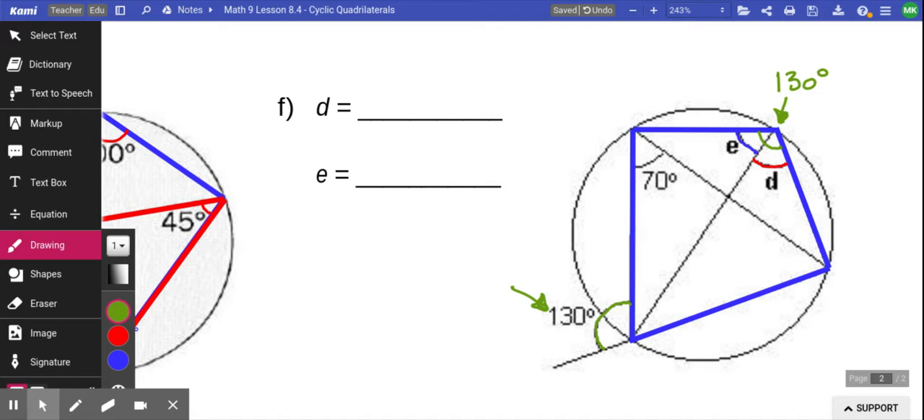If I'm looking at this now, I don't know if there's much else that's going to help us when it comes to our quadrilateral rules. So that's a little tricky. So what we're going to do instead now is see if we can use any of our inscribed rules. The other thing they gave us was this 70 degrees right here.